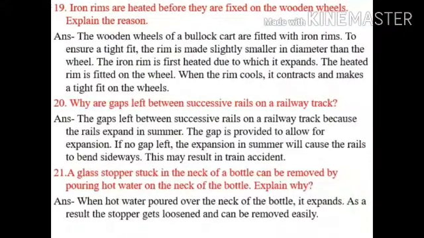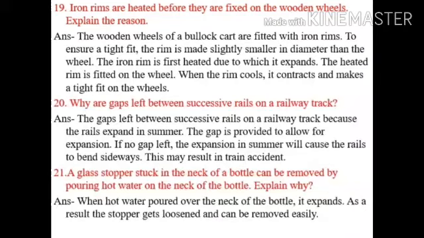Question number 19. Iron rims are heated before they are fixed on the wooden wheels. Explain the reason. The wooden wheels of a bullock cart are fitted with iron rims. To ensure a tight fit, the rim is made slightly smaller in diameter than the wheel. The iron rim is first heated, due to which it expands. The heated rim is fitted on the wheel. When the rim cools, it contracts and makes a tight fit on the wheels.